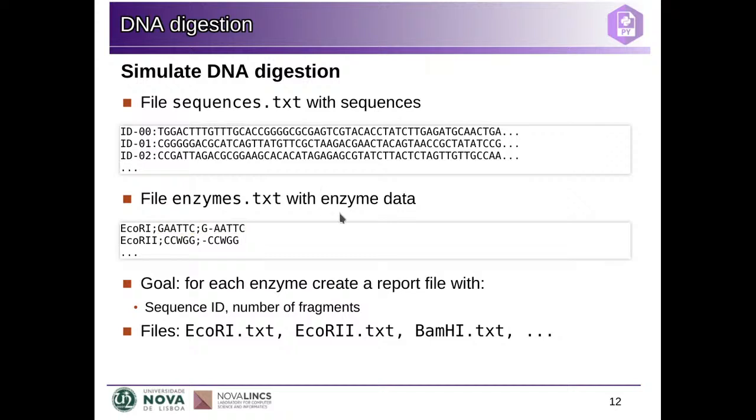So the goal is to create for each enzyme a file named after the enzyme, .txt, that lists each ID of our sequences and the number of fragments obtained if we digest the sequence with that enzyme. So how many fragments will arise after cutting with the enzyme. And we want to create that for each enzyme in the list. So we want to automate the generation of all these reports.